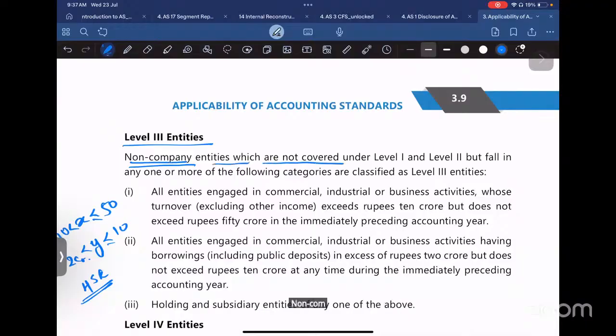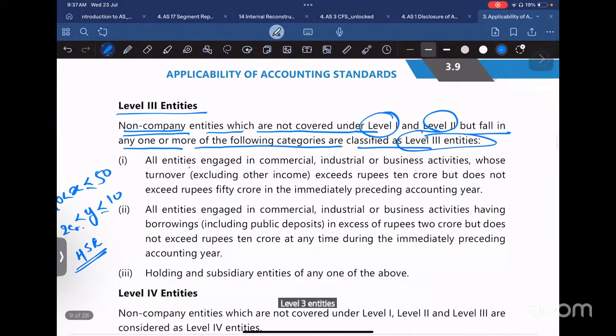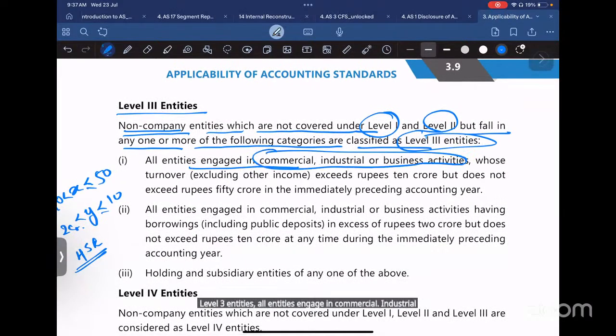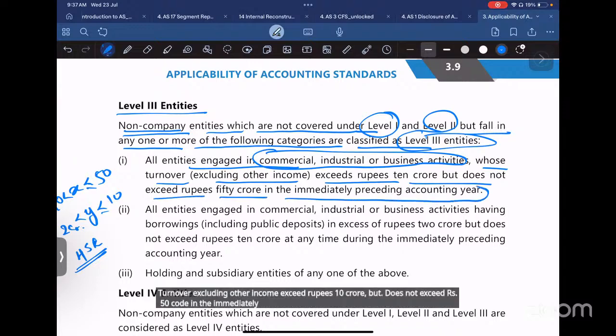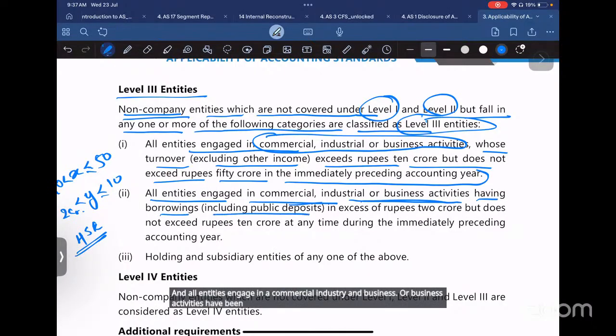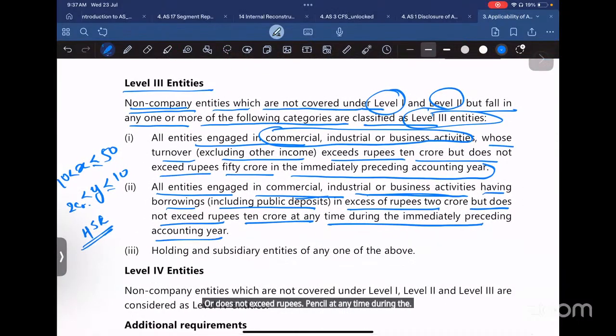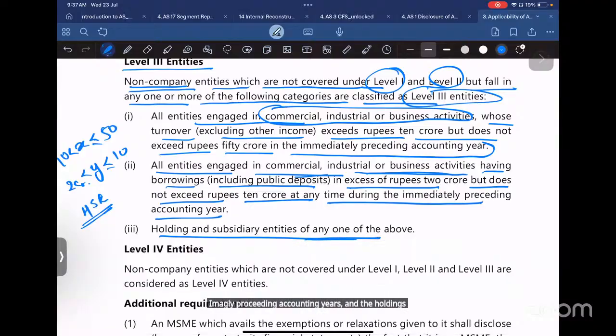Non-company entities which are not covered under level 1 and level 2 but fall in any one or more of the following categories are classified as level 3 entities. All entities engaging in commercial, industrial, and business activities whose turnover excluding other income exceeds rupees 10 crore but does not exceed rupees 50 crore in the immediately preceding accounting year, and all entities engaged in commercial, industrial, and business activities having borrowing, including public deposit, in excess of rupees 2 crore but not exceeding rupees 10 crore at any time during the immediately preceding accounting years, and the holding and subsidiary entities of any one of the above.